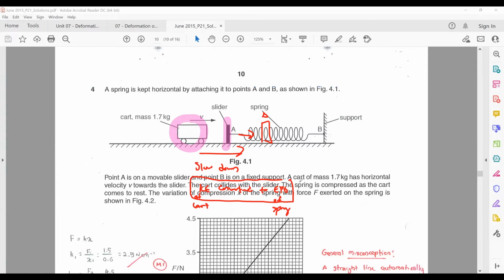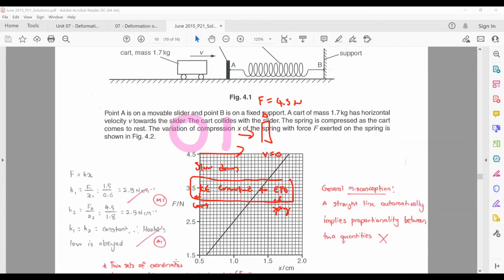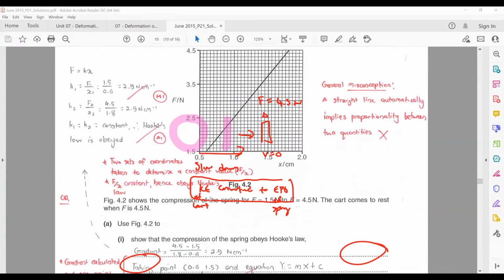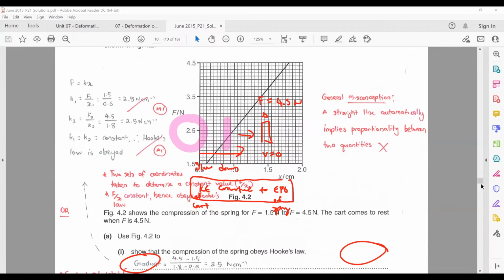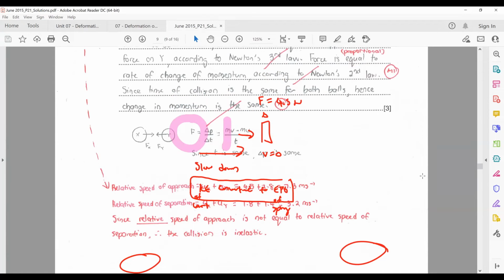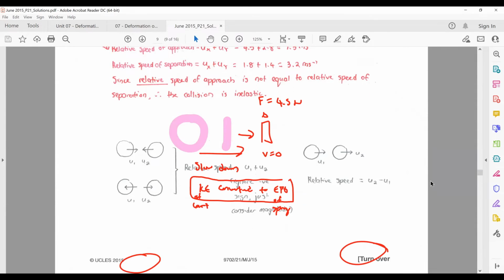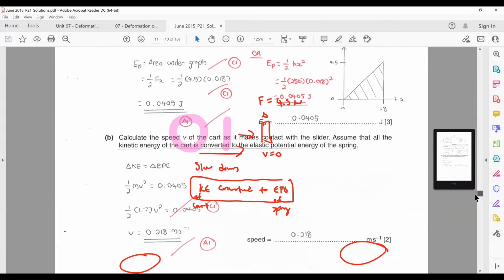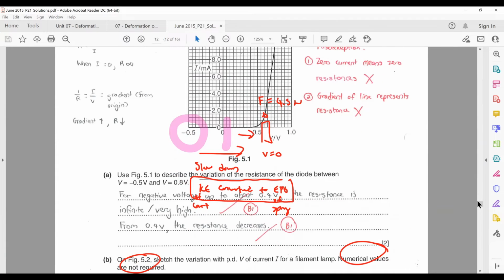Okay, so the cart will start to slow down to a stop when the force on the spring is equal to 4.5 Newton. I believe they wrote it somewhere here. Yeah, they told you that the cart comes to rest when F is equal to 4.5 Newton. So what you want to do now is to find out the amount of elastic potential energy that has been stored there. So you find out the area under the graph.